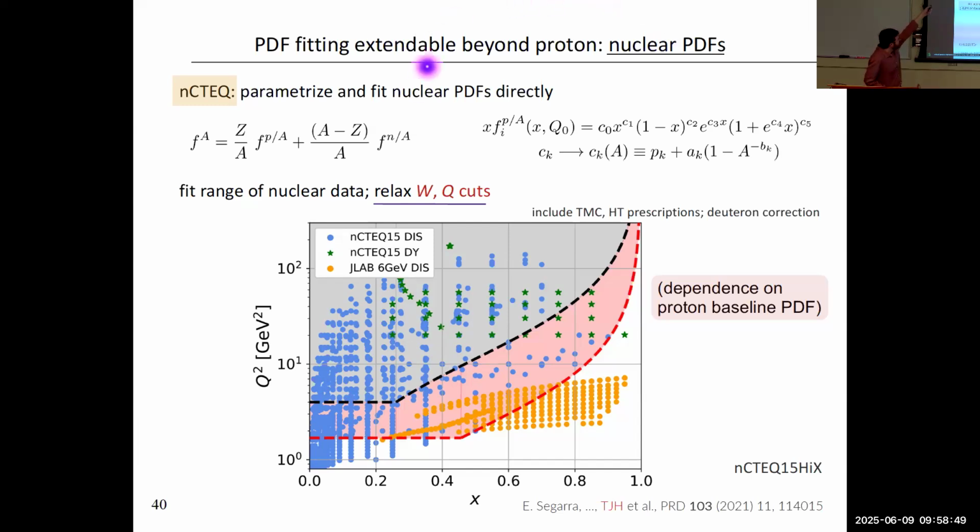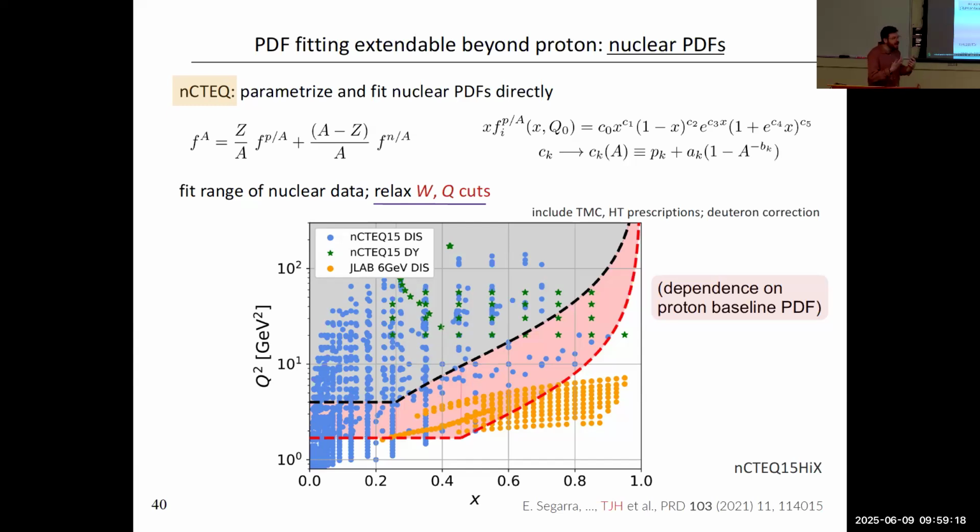Naturally, for fun, I choose the CTEQ or nCTEQ approach, where the idea is that you parameterize and fit the nuclear PDFs directly. And directly means you actually write a nuclear distribution in this fashion, and you have explicit parameters associated with the PDF in the nucleus, rather than fitting some sort of nuclear correction factor, as is sometimes done in other groups. But the basic approach is still the same.